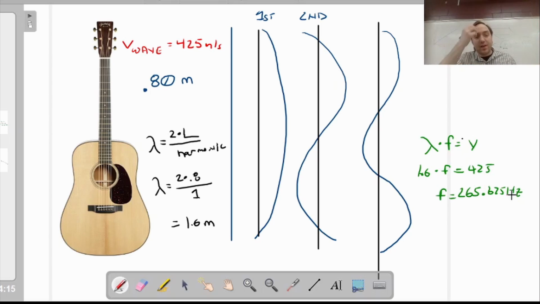This pattern will carry on elsewhere. If I shorten the string by putting my finger here, the frequency will change because the length has changed, which will change the natural wavelength, which will change the frequency it vibrates at, which is how you get different notes.